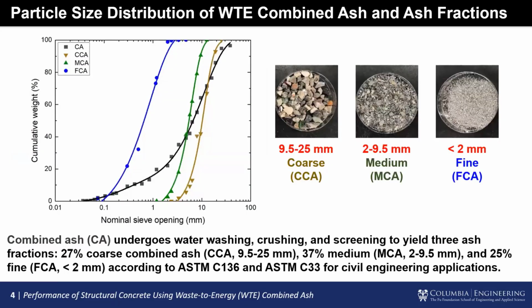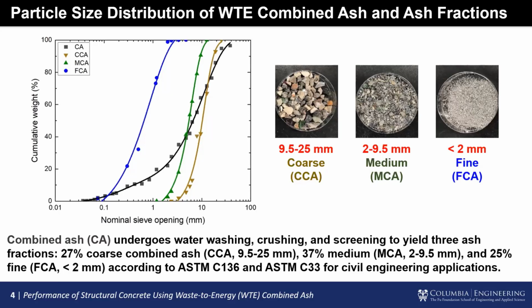Let's see the particle size distribution. The particle size distribution of the combined ash is shown in the green line in this graph. The combined ash undergoes water washing, crushing, and screening into three ash fractions, including 27% of the coarse combined ash in the size of 9.5 to 25 millimeters, 37% of the medium combined ash in the size range of 2 to 9.5 millimeters, and 25% of the fine combined ash in the size range of less than 2 millimeters.